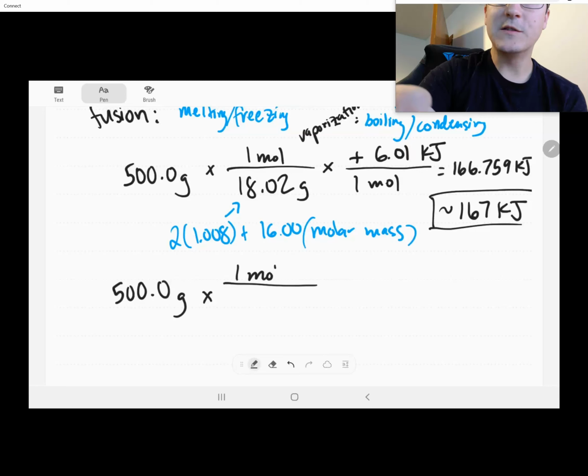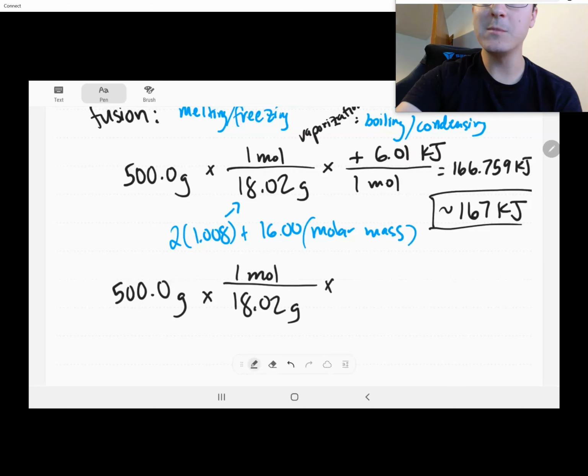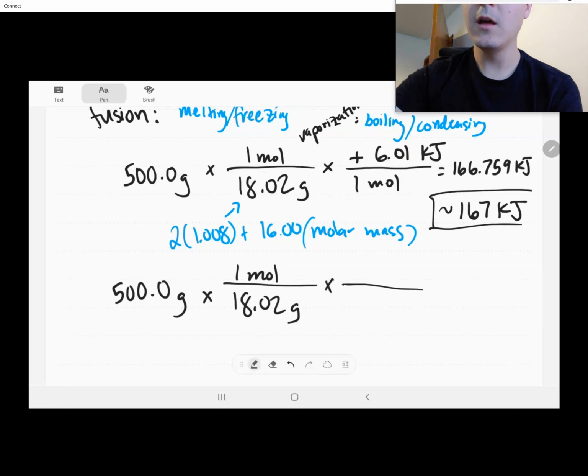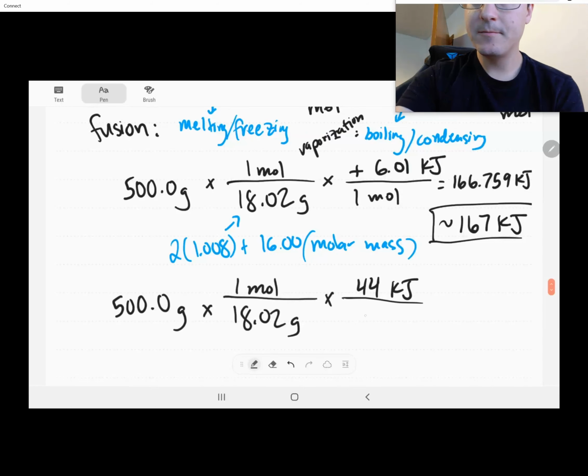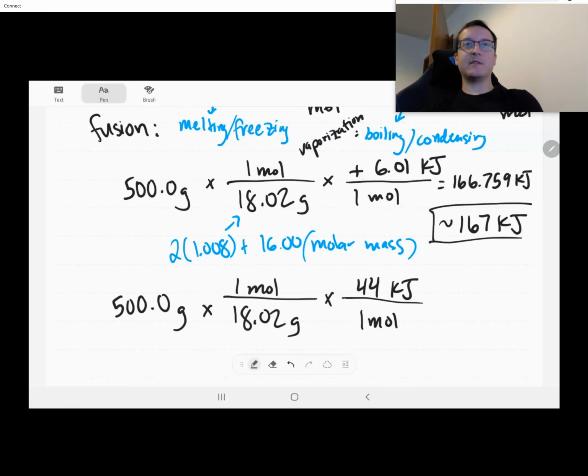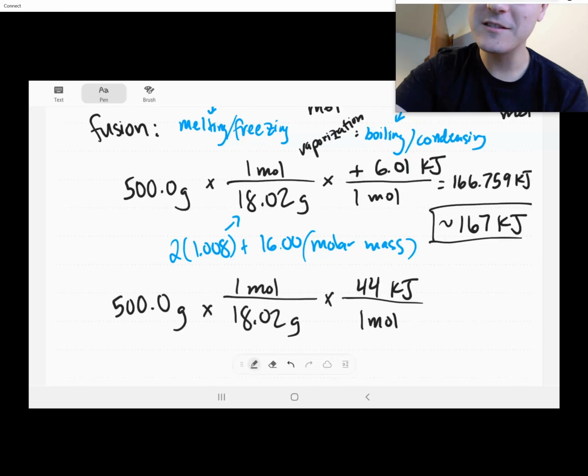1 mole over 18.02 grams. Same thing as before, it's the same substance, the same water. But this time our delta H vaporization is 44. And is this one going to be positive or negative? We're boiling it. Who's going to break the tie? Okay, I would agree. This is also positive.